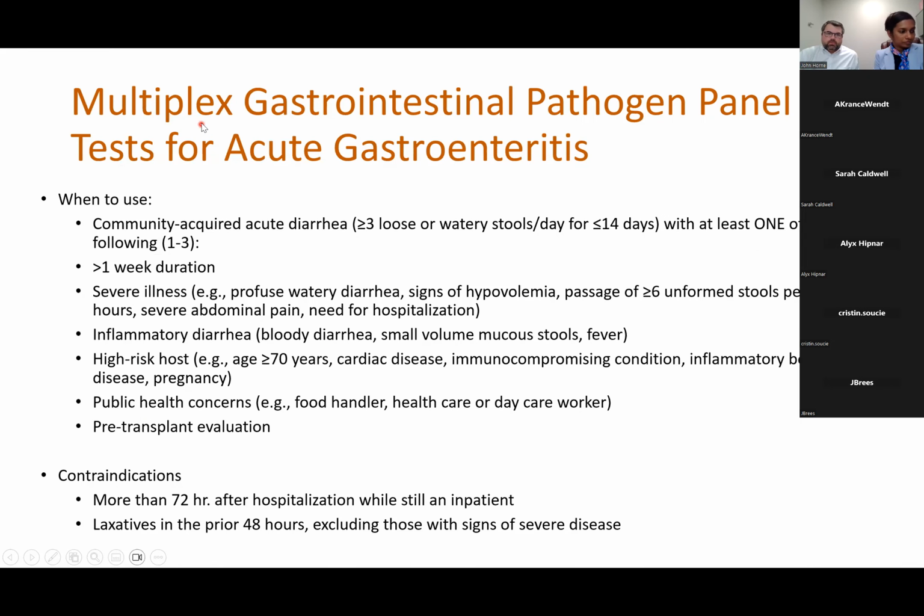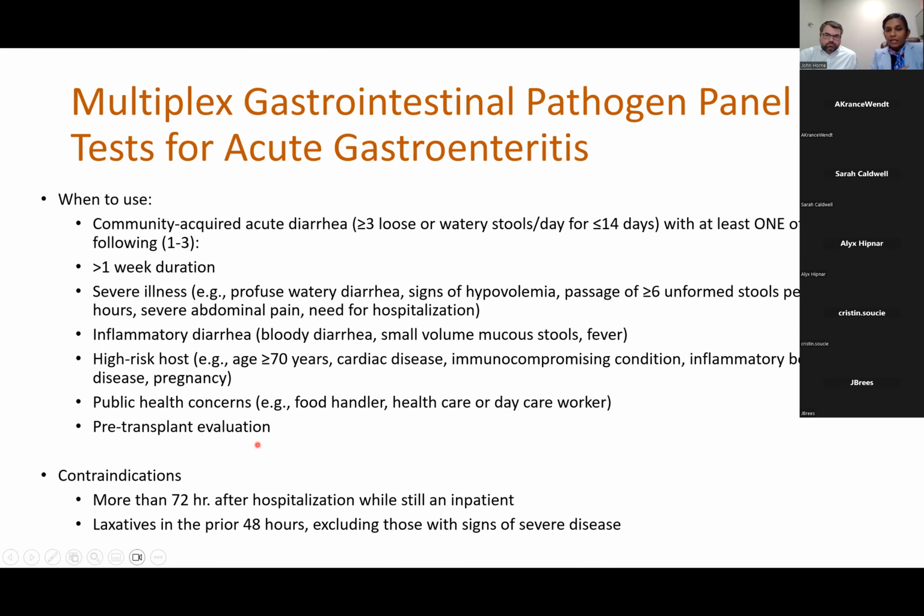And then a little bit more on when to test. For acute gastroenteritis, so community-acquired diarrhea, greater than 3 loose or watery stools a day for less than 14 days, and then at least one of the following: severe illness, inflammatory diarrhea, high-risk host, public health concerns. Essentially, it's the population where you want to get an answer very quickly. If someone is having just diarrhea, most of the time it goes away on its own, but if it doesn't go away and they have one of these issues, then you want to identify it quickly and get it taken care of.